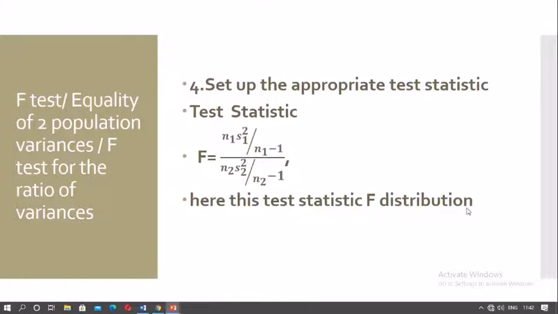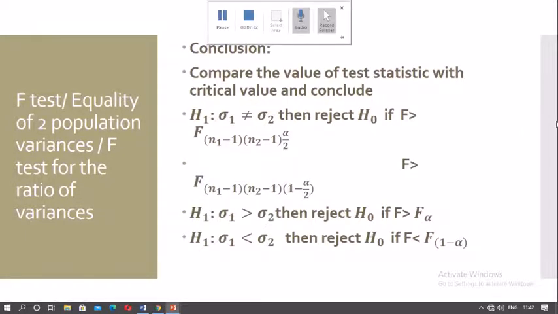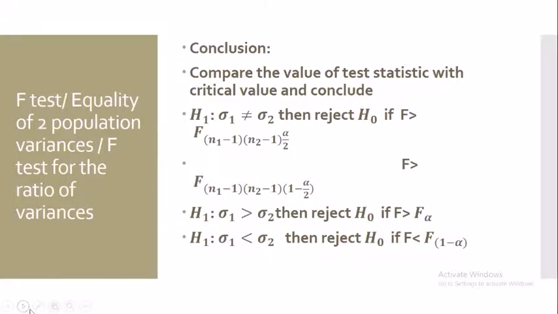Now, let's have a look at the conclusion. The conclusion is that we have to compare the value of the test statistic with the critical value and arrive at a conclusion. If the value of the test statistic F is greater than what we have calculated from the F table, that is f(n1 minus 1, n2 minus 1) alpha by 2, you can reject H naught, if the alternative hypothesis is H1: sigma 1 not equal to sigma 2.